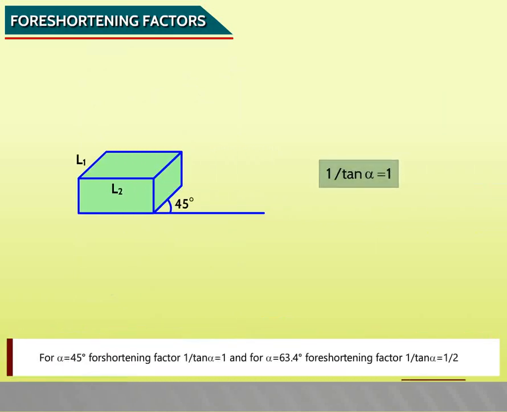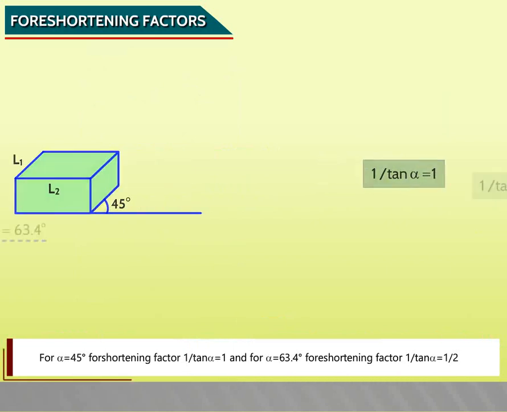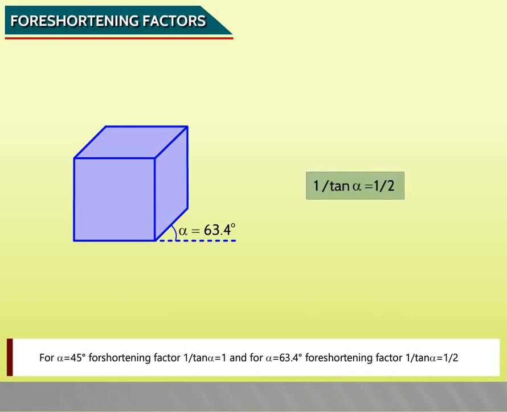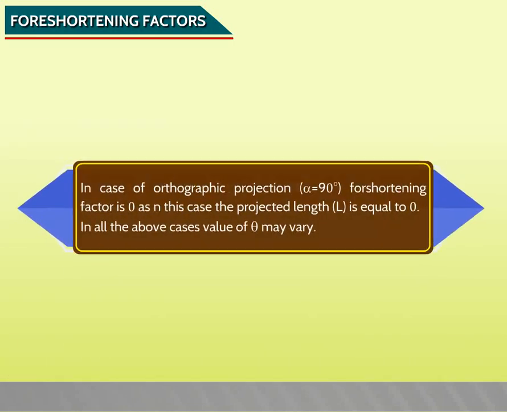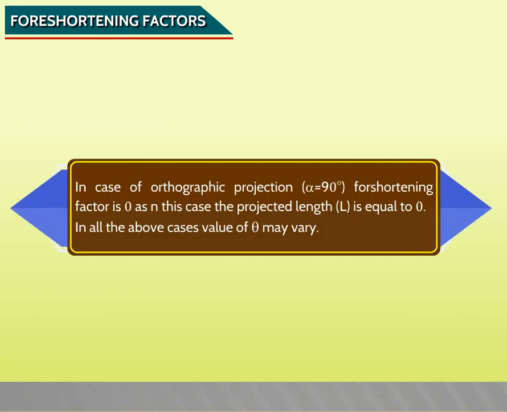For alpha is equal to 45 degree, foreshortening factor 1 by tan alpha is equal to 1, and for alpha is equal to 63.4 degree, foreshortening factor 1 by tan alpha is equal to 1 by 2. In case of orthographic projection, alpha is equal to 90 degree, foreshortening factor is 0. In this case, the projected length L is equal to 0. In all the above cases, value of theta may vary.